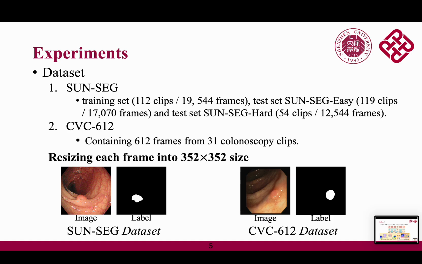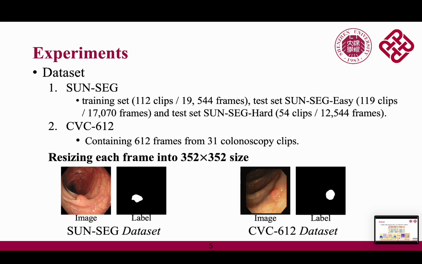This slide introduces the datasets used in our experiments. We evaluate our method on two public video polyp segmentation datasets. The first one is SunSeg, which is a large benchmark dataset for VPS. It contains a training set, as well as two test subsets, SunSeg Easy and SunSeg Hard. The hard subset is especially useful for evaluating robustness under more difficult cases.